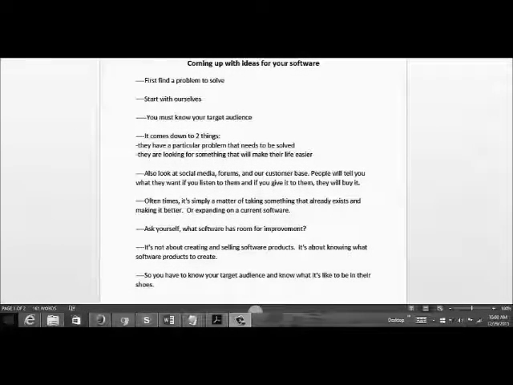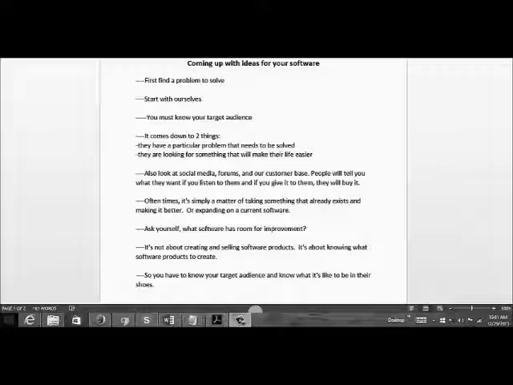Coming up with ideas for your software. Before you create a software product, you need to know what it's going to bring to the table. You need to know what problems it's going to solve, because that's what software tools do: they solve problems or potential problems. Okay, so first let's start with ourselves. Do you have a problem in your business or personal life that can be solved with a software tool? Because let's face it, if you have a problem, I'm pretty sure there are other people out there with similar problems as you. So your problem is not unique to yourself.